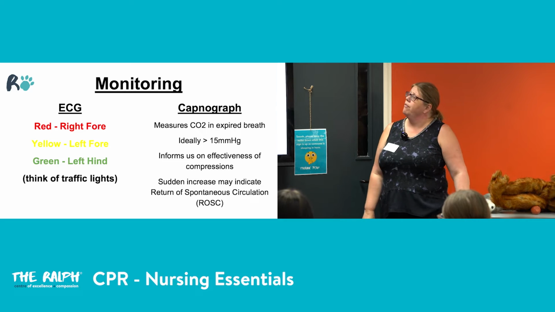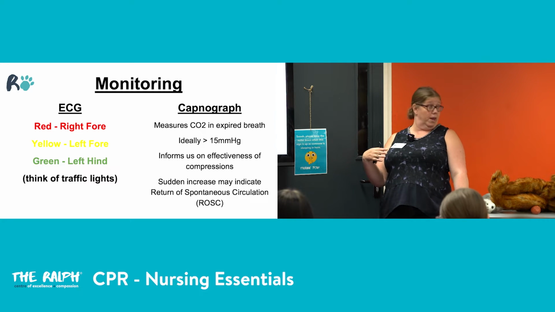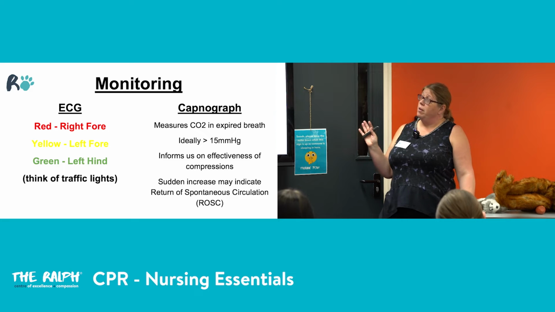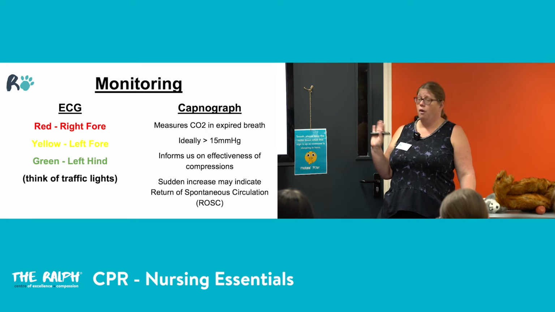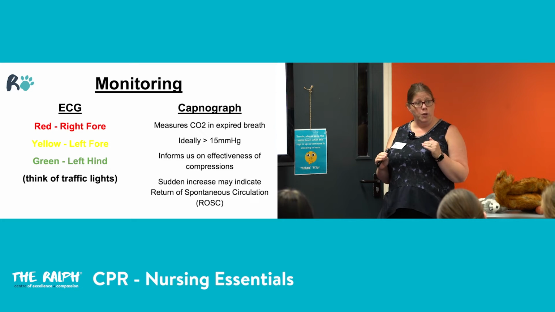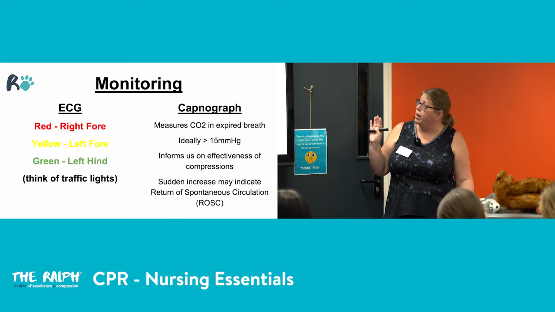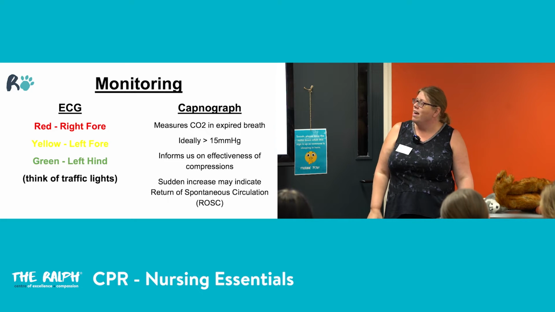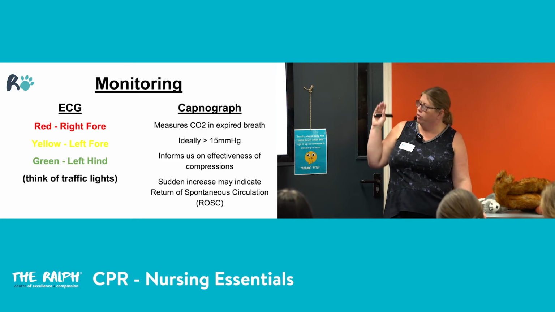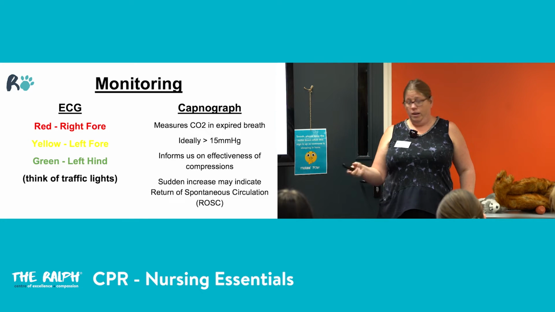Okay, and with a capnograph, we measure the CO2 in expired breath, which is ECO2. Now, ideally in a crash situation, we would like it to be more than 15 millimetres of mercury. Obviously on a live, healthy dog, you're looking at between 35 and 45. So as you can see, it's a lot less than it would be normally, but any number is a good number in these situations. It also informs us of the effectiveness of our compressions. If the number suddenly shoots up, it usually means that we've got ROSC, which is return of spontaneous circulation.